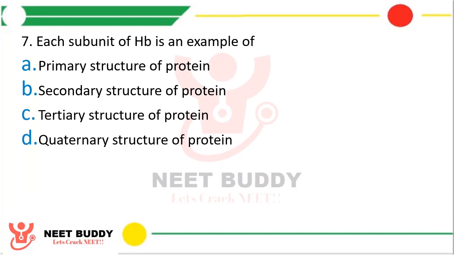The correct answer is option C, that is tertiary structure of protein. When these subunits of hemoglobin combine, they form hemoglobin as a complex, which is a quaternary structure of protein. There are 4 subunits of hemoglobin: 2 alpha and 2 beta in adult, and 2 alpha and 2 gamma in fetal hemoglobin, right? So hemoglobin as a complete structure is a quaternary structure. However, each subunit of hemoglobin is a tertiary structure of protein.